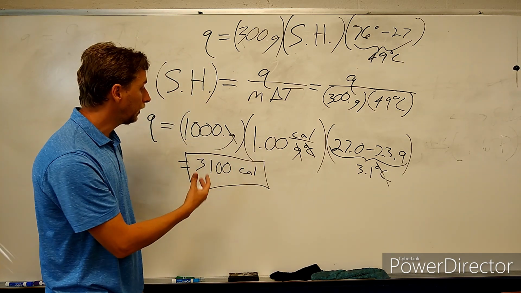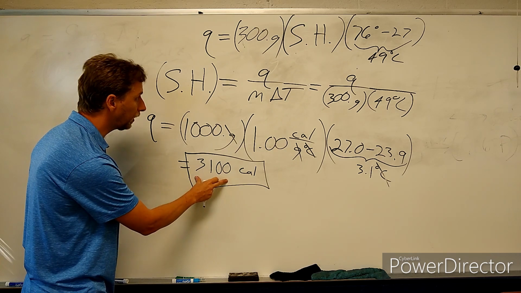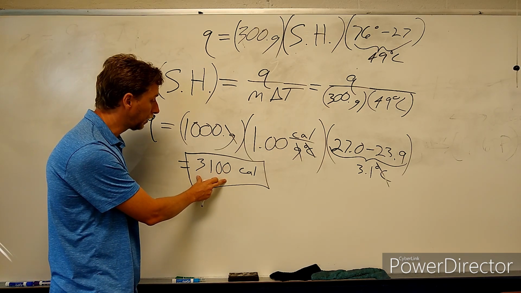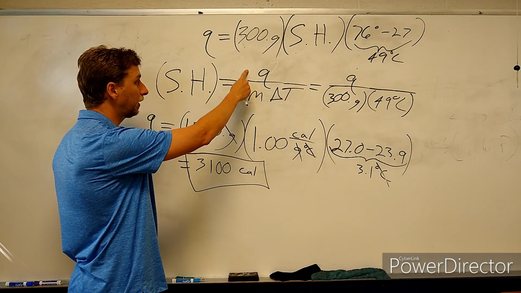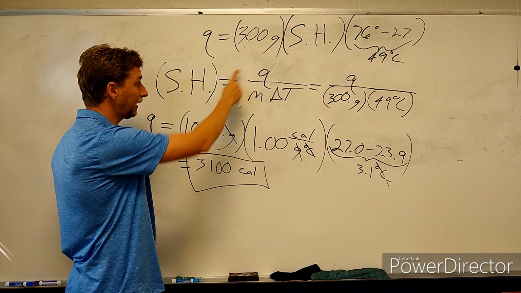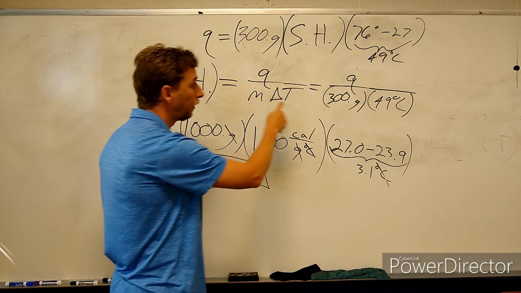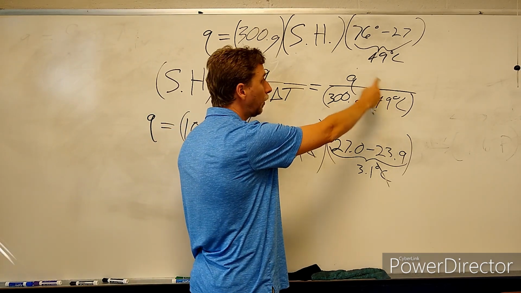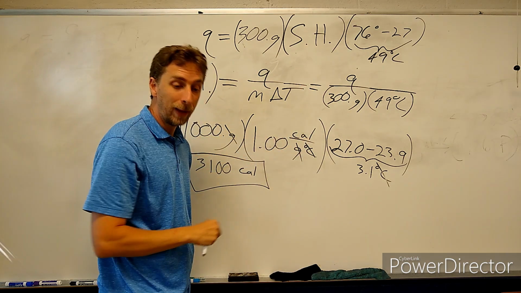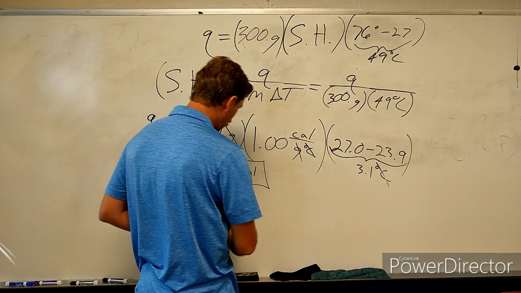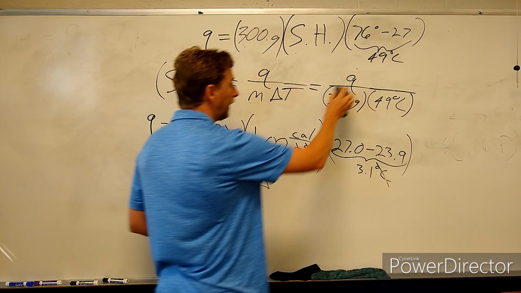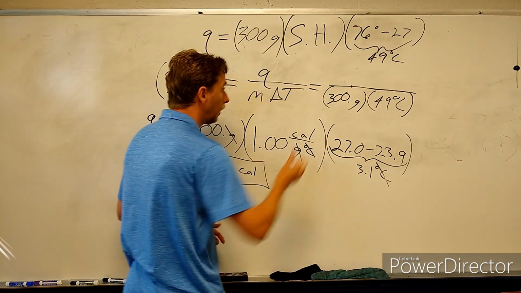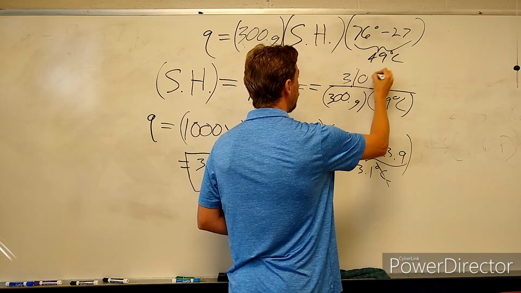Now, what do we do? Well, you can take this result, because that's the amount of heat that came from the hot glass, and you can put it up here into this equation for the specific heat of the glass. We already have the mass of the glass. We already have the temperature change of the glass. All we need is the Q, the heat that came out of the glass. That's what we just now found. So I'm going to write it in as 3,100 right here. All right? 3,100 calories.